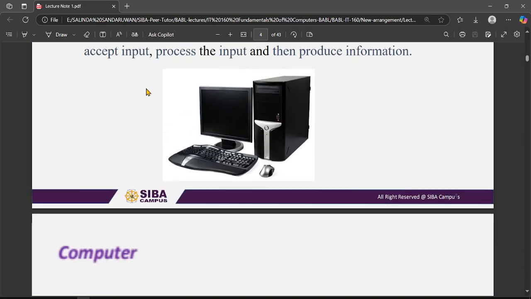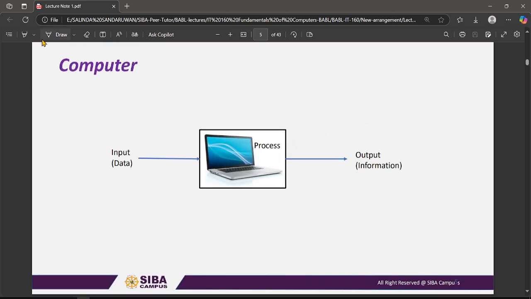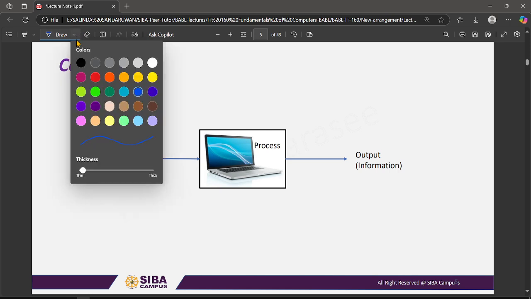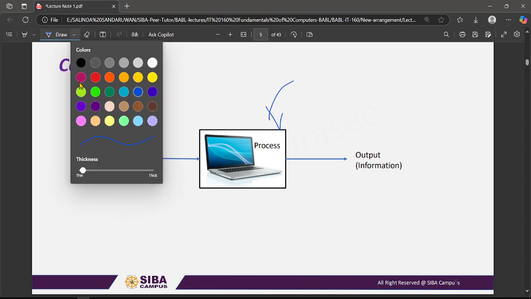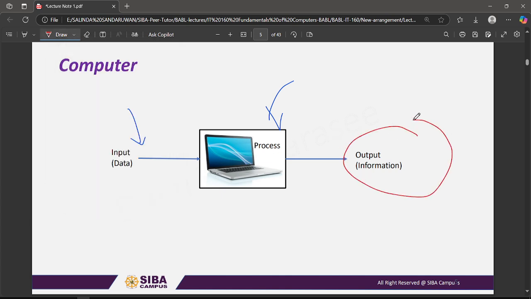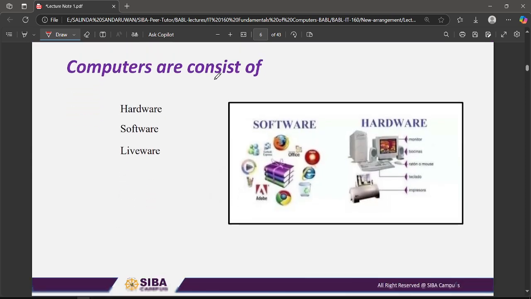We have discussed these things. This is how a computer actually works. It will get inputs, and then it will process using the CPU and other components which help to process. Finally it will give the output. Computers basically consist of these three things: hardware, software, and liveware.